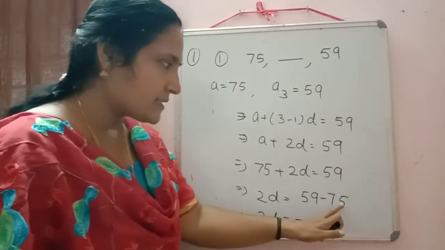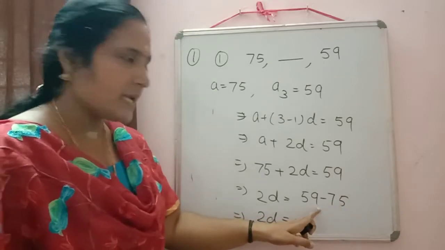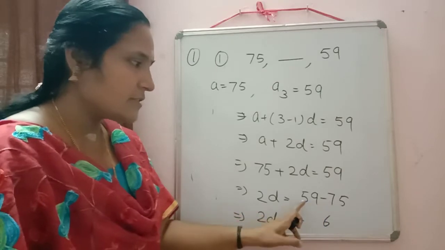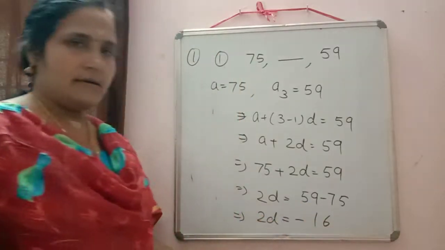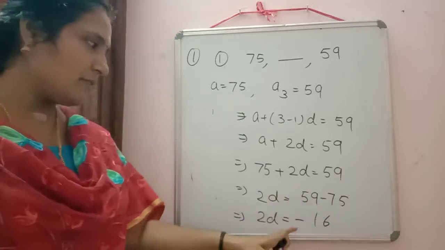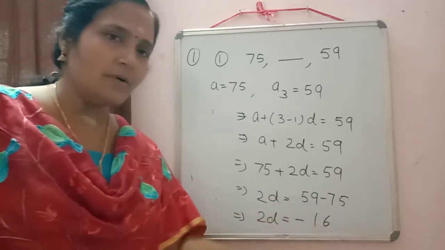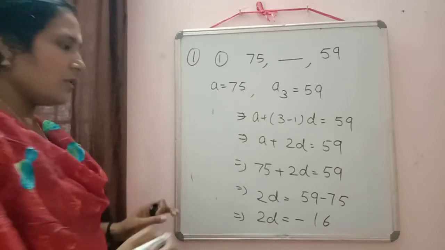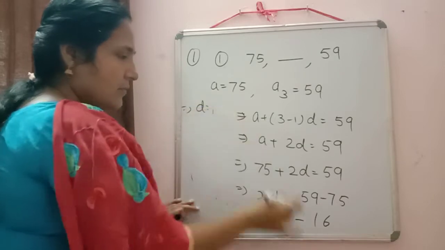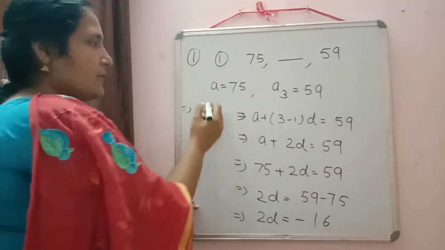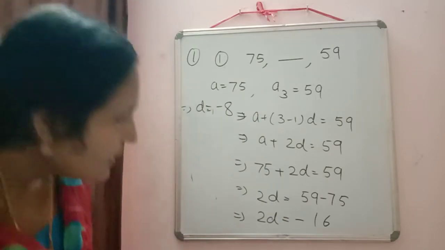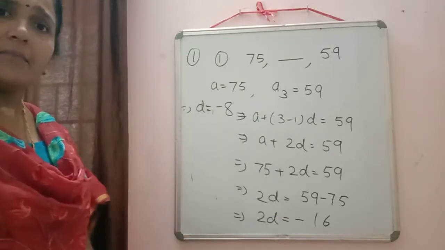Now we'll do the subtraction. 15 minus 9 will be equal to 6, and here it will become 6. 6 minus 5 is equal to 1. Clear? So we are getting 2d is equal to minus 16. So d will be equal to minus 16 divided by 2, that will be equal to minus 8. So we got the value of d as minus 8.